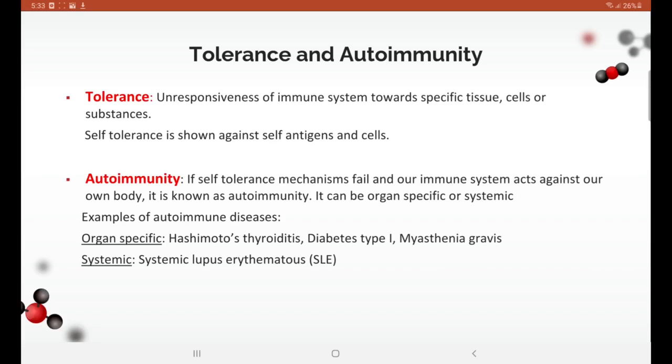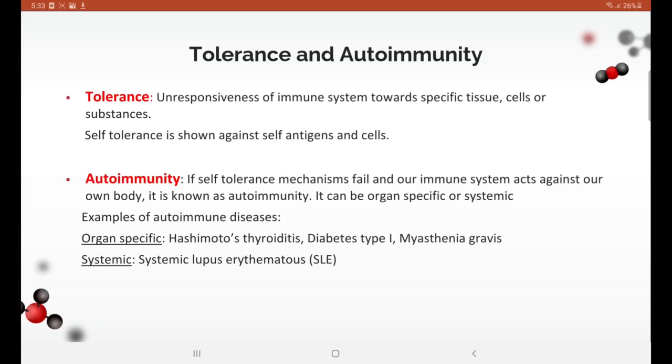Organ-specific diseases are produced by targeting only one specific organ. For example, Hashimoto's thyroiditis. In this disease, only the thyroid gland is affected primarily. Next, diabetes type 1. Only the pancreas will be targeted. Whereas in myasthenia gravis, only the neuromuscular cells will be targeted. On the other hand, some autoimmune diseases are systemic and affect the whole system instead of just one organ.